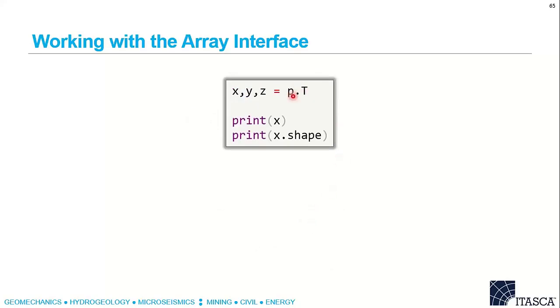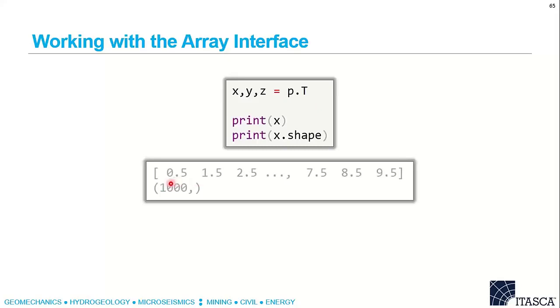You can also then create separate NumPy arrays of each X position, Y position, and Z position. And that's done by using the transpose function available on NumPy arrays, which is simply denoted by .T. So we can then see that our X variable is a NumPy array containing all 1000 X positions of the zone objects.